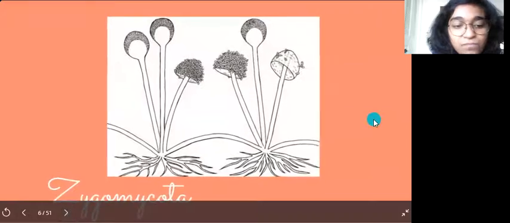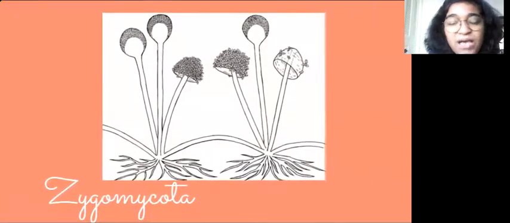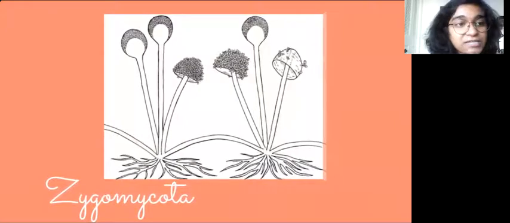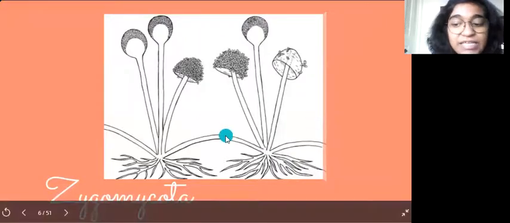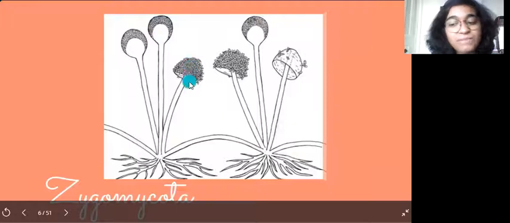The Zygomycota. The zygomycetes in the phylum Zygomycota are characterized by the formation of sexual spores called zygospores. The zygospores are not contained within a specialized fruiting body or sac. An example of the zygomycete is the common black bread mold, Rhizopus nigricans. So Zygomycota is the classification for the bread mold.